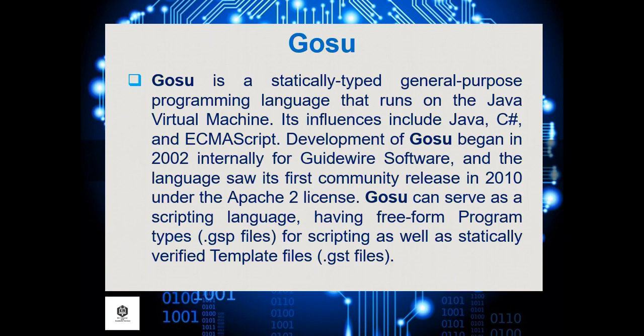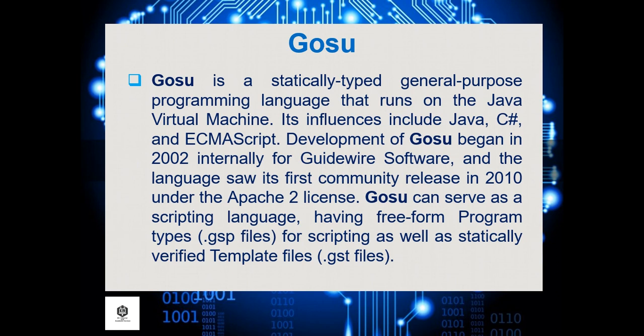Gosu. Gosu is a statically typed general-purpose programming language that runs on the Java virtual machine. Its influences include Java, C#, and ECMAScript. Development of Gosu began in 2002 internally for GuideWire software, and the language saw its first community release in 2010 under the Apache 2 license.